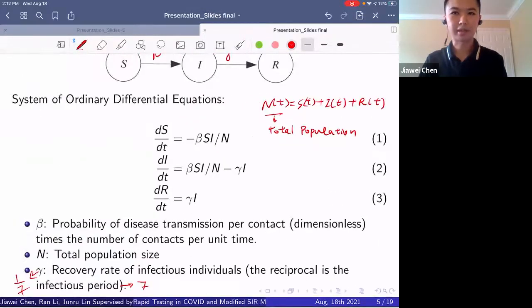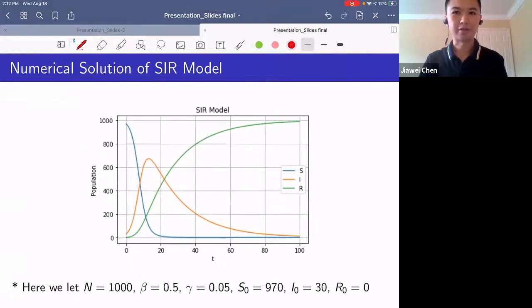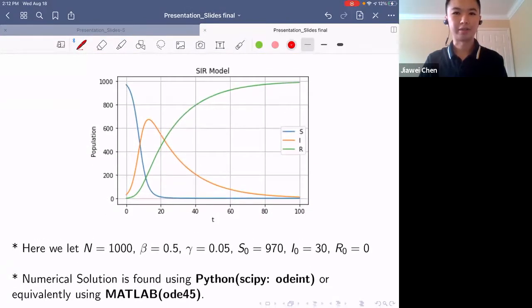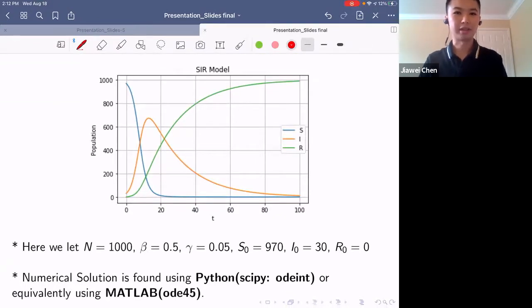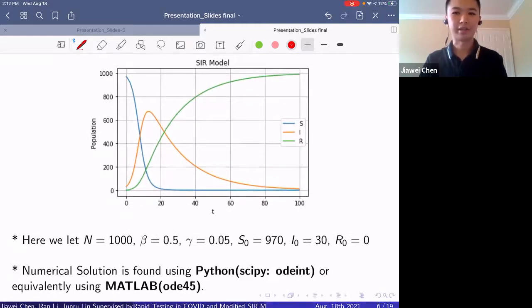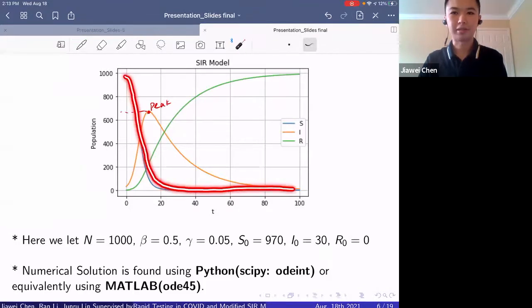In the next slide, we have a graph of a typical SIR model as it progresses through time. Here we have N equals 1,000, and we can see that the orange line is the infected, and that's usually what we care about. Here it peaks at one point and then slowly goes down. The blue line is the susceptible population. In this particular simulation, everyone in the population gets infected at one point in time and transfers into I and slowly recovers as the green line, which is R, goes up.